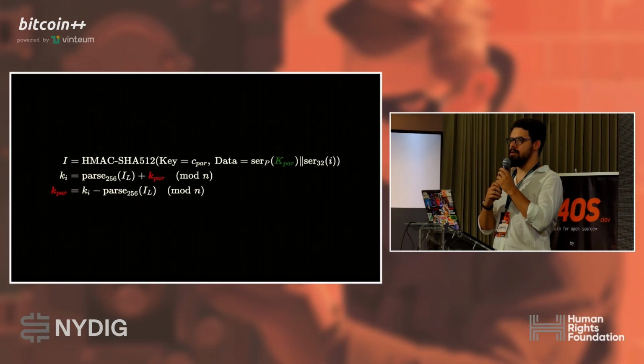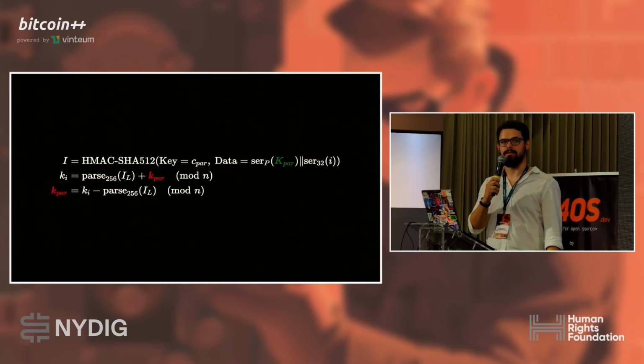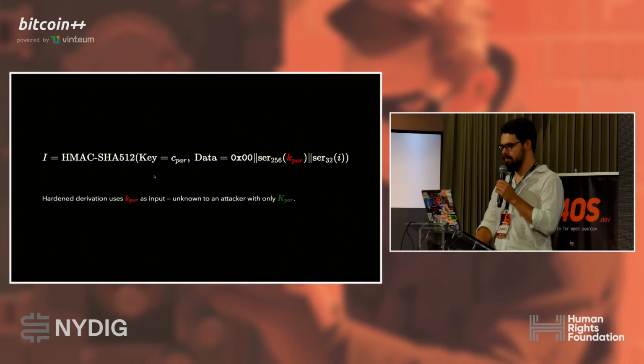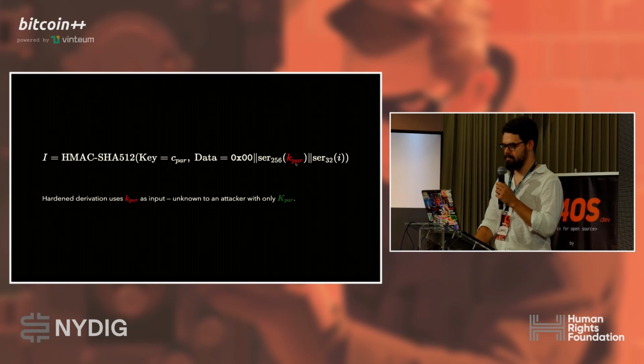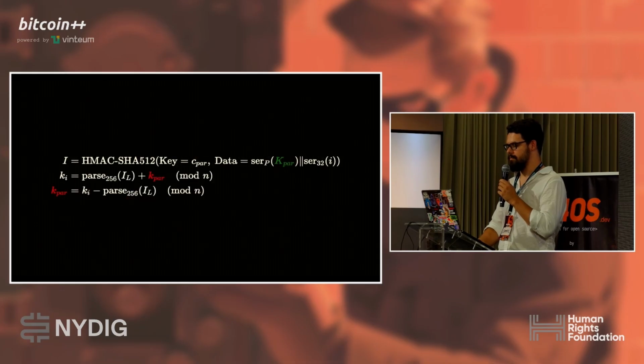When you see the derivation path, let's say SegWit is 84 and prime, that prime there, like that line, means that you're using your xpriv in this computation instead of your xpub. So even if I have those two pieces of information, I cannot redo this math because I don't have your xpriv here.